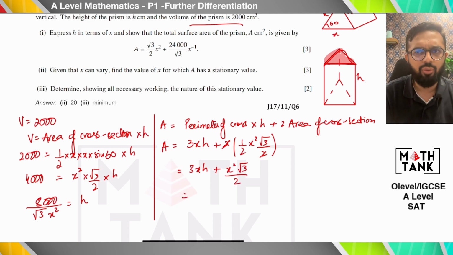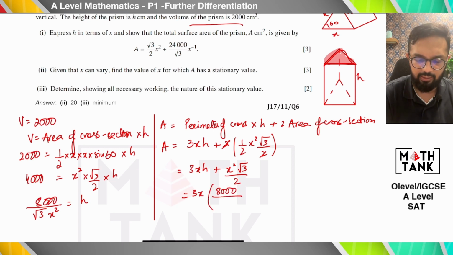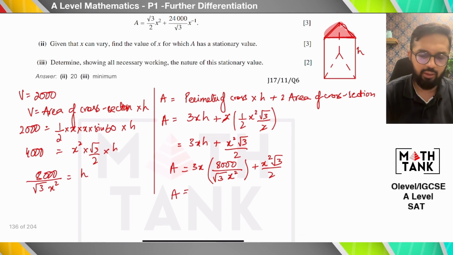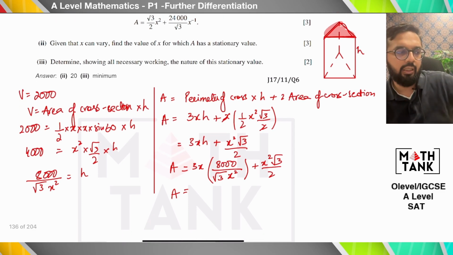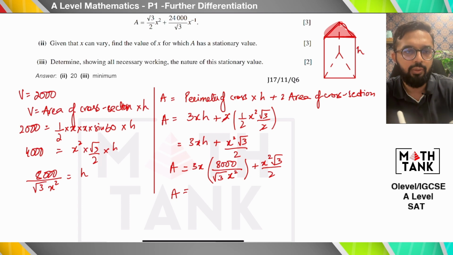I didn't want h, I wanted something in x only, so I'm going to plug that in here and say that this is 8000 over root 3 x squared, plus x squared root 3 over 2. I'm then going to evaluate this on my calculator and say that I can get 3 into 8000 divided by root 3.